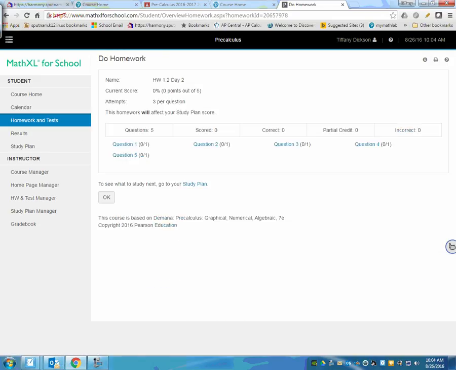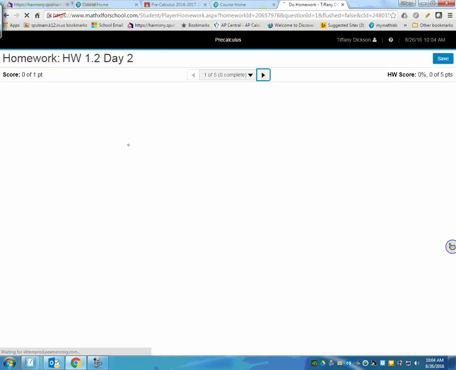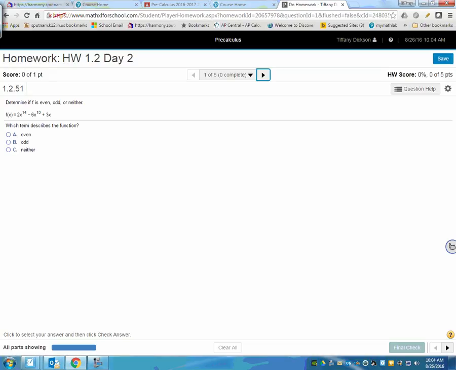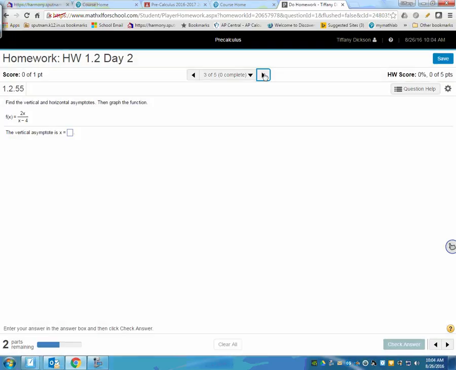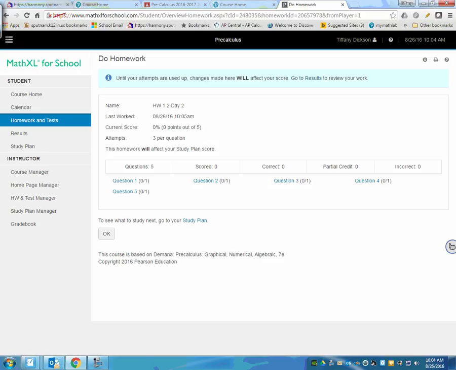Day 2. There are only 5 questions on this one, and we didn't even talk about them all yet. So like even, odd, or neither, you could do that one. Symmetry of the graph, even, odd, or neither. Only the first 2. The rest of these are talking about asymptotes, and we'll just pick up there on Monday. So you need to finish 1.2 day 1, and on that last example from 1.2 day 1.